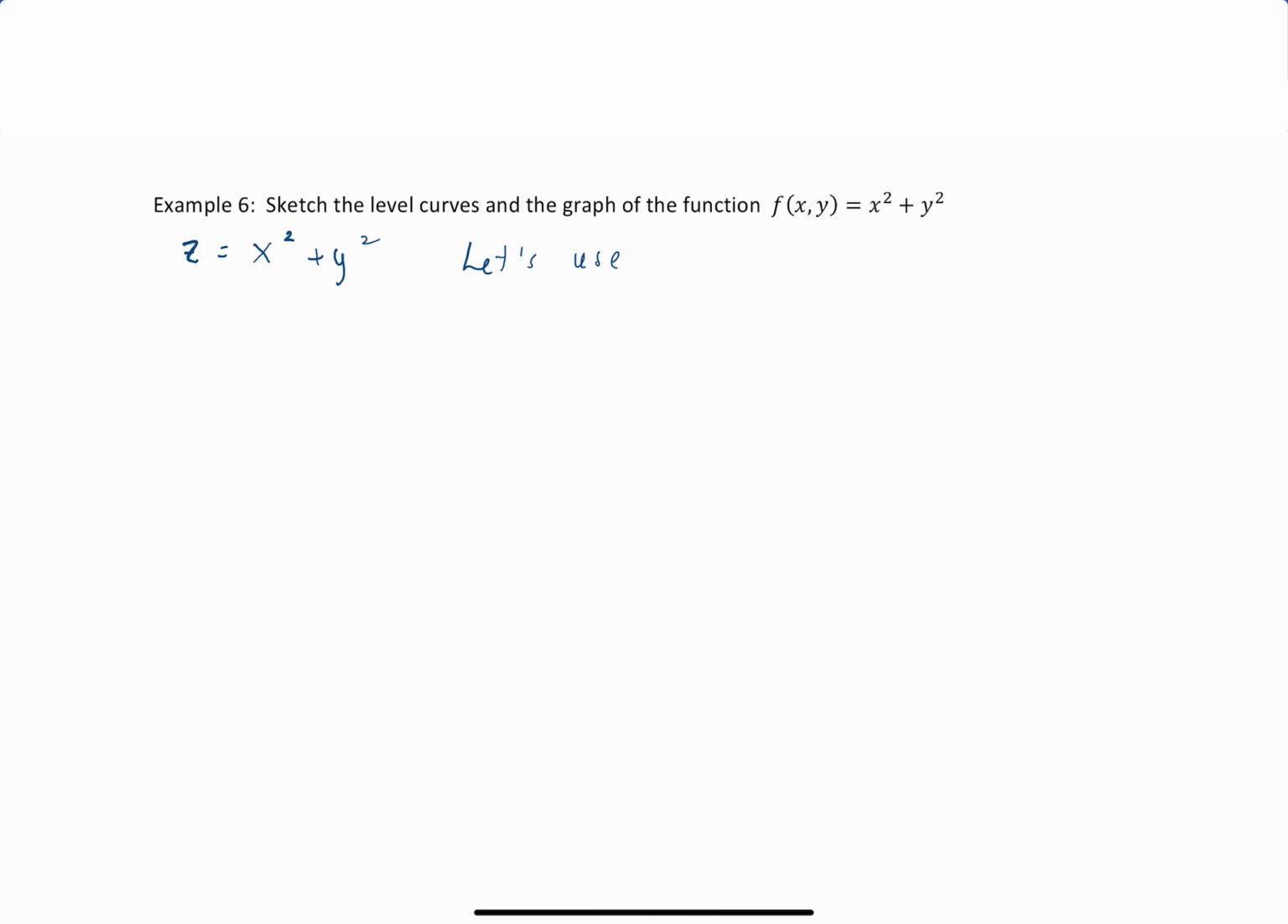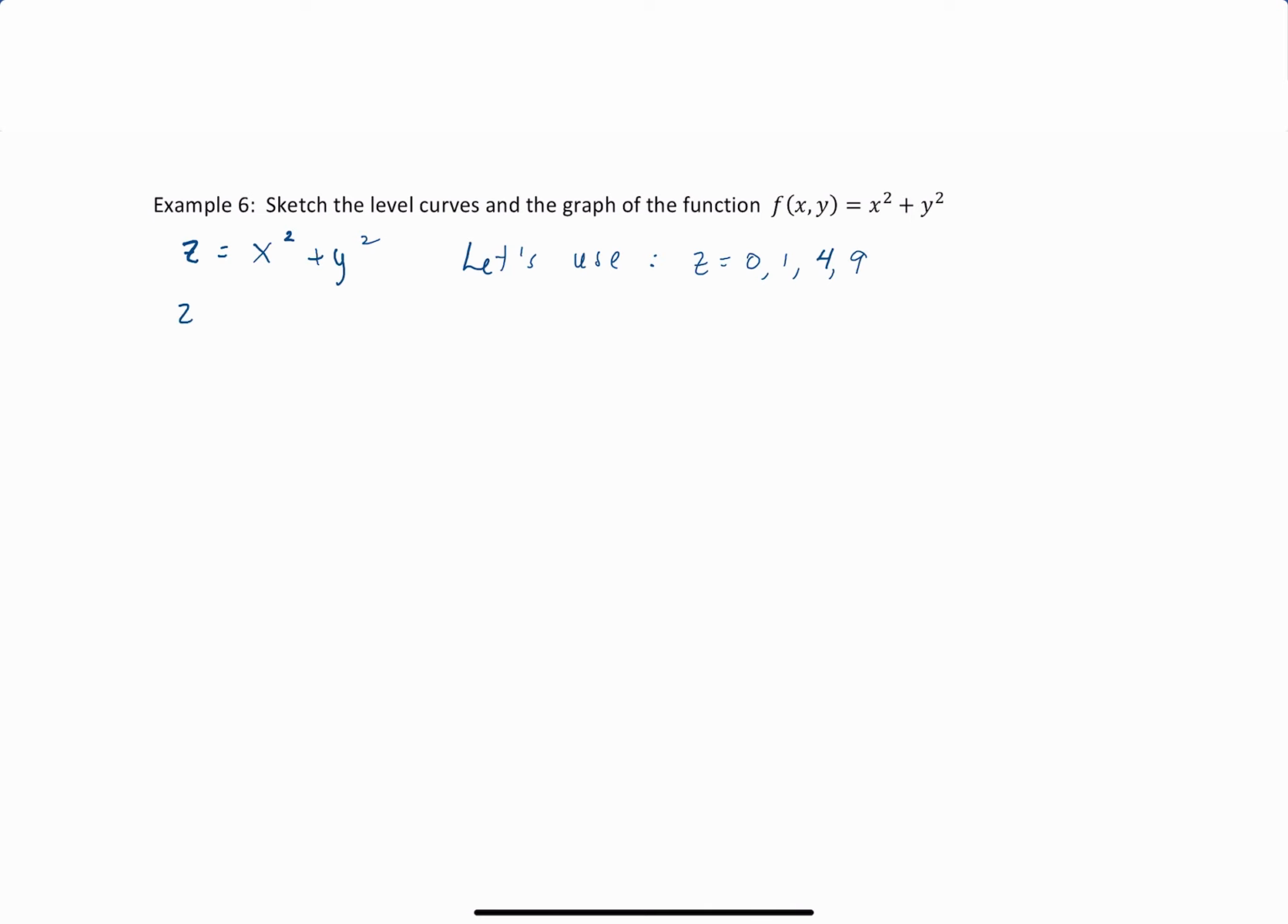Notice that z cannot be negative, right? Because x squared is positive, y squared is positive, and if you add two positive numbers, you're not going to get a negative. The smallest z could be is 0. So let's start there, and let's use 1. And I'm going to pick z values that are convenient. So I'm going to pick 4 and 9. And you'll see why in a little bit, why those are convenient.